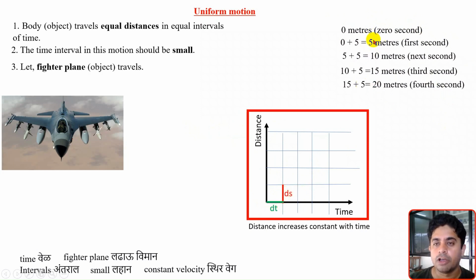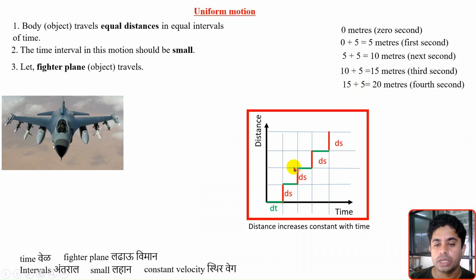Ds is how much here? 5 meters. For the next time interval, the distance covered is again ds, 5 meters. For the third time interval, the distance covered is ds only, 5 meters. And in the fourth time interval also, for the duration of 1 second, the distance traveled is an additional 5 meters.